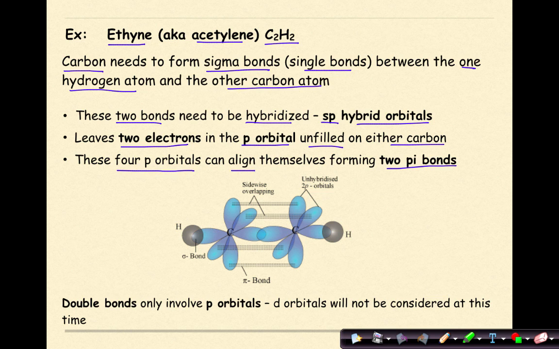So again, we're going to have a sigma here, and a sigma here. And that linear configuration gives me sp hybridization. We see this pi bond formed right here and another pi bond formed right here. So this will represent a triple bond. Double bonds only involve p orbitals. D orbitals will not be considered at this time.